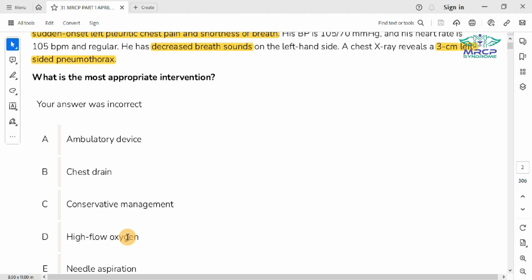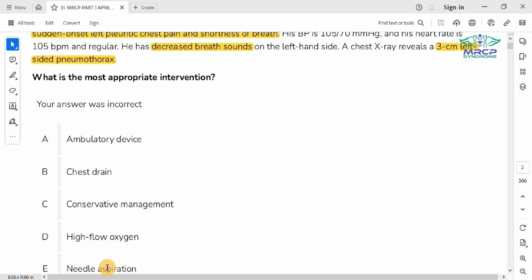And regarding high flow oxygen, it should be given in all cases of pneumothorax, irrespective of whether this is primary or secondary pneumothorax. It should be given to all patients, and it will facilitate the reabsorption of the pleural air. And this is just a part of symptomatic management, or you can say this is an adjunctive management. This is not the most appropriate intervention. The most appropriate intervention in this case would be the chest drain.